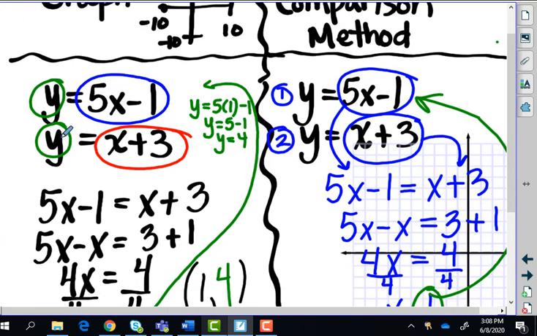Okay, so this one's comparison method. So y equals this, y equals that. I'm going to set this and that equal to each other. So 5x minus 1 equals x plus 3. I'm going to solve for x.